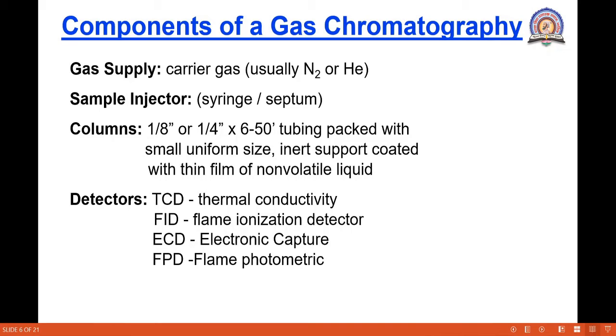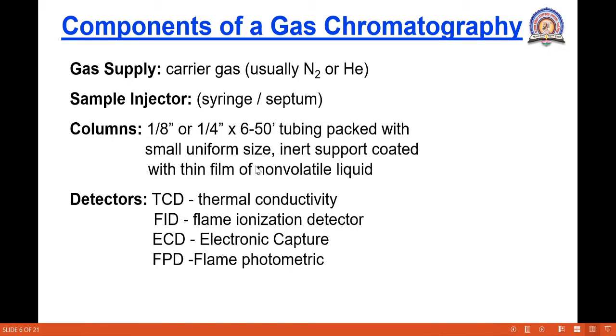Gas supply, that means the carrier gas, and usually N2 or helium gas is used. Then sample injectors, with the help of a syringe or septum, we can introduce the sample into the column. Then columns, the diameter and the height of the column. Tubing packed with small uniform size inert support coated with a thin film of non-volatile liquid.